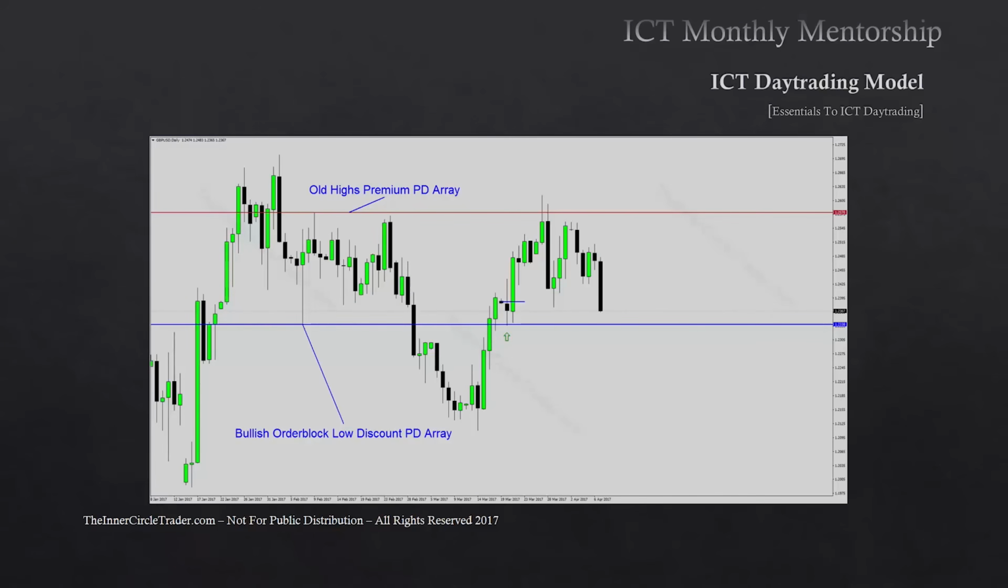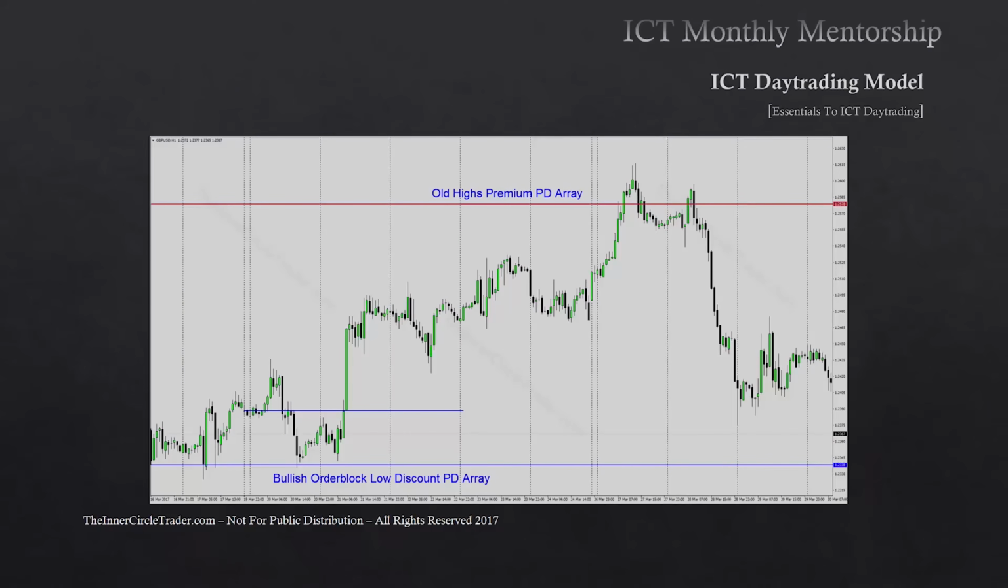Okay, our last example here, we have the bullish order block low discount PD array, and we have an old high or equal highs premium PD array. Okay, and we have the opening price on this particular week's Sunday's opening, and price trades right from the opening. It goes up a little bit on Monday and trades down right away into the bullish order block low discount PD array, and then rallies away from that. And then we have one more attempt to go lower on Tuesday, trades down into it Tuesday, and then expands up.